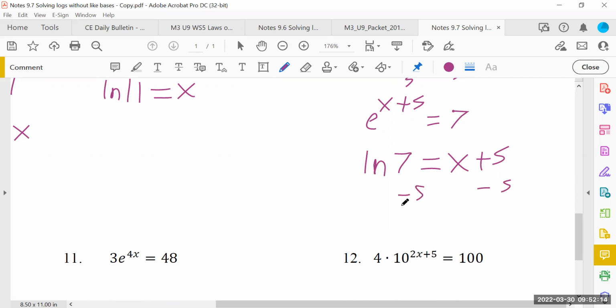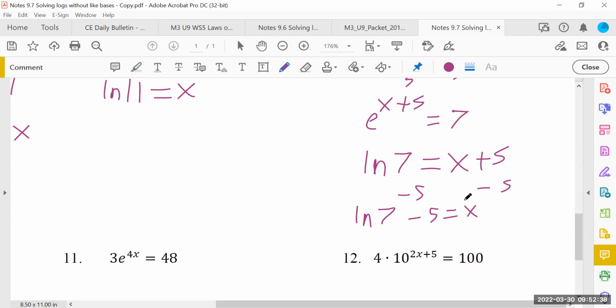Now this is critical that you all hear this. Remember how we said we can't have negatives inside the log for the previous ones, and a lot of our negative answers didn't work? This is fine. Put natural log of 7 into your calculator. You'll get like 1.9 or something like that. Subtract 5, you'll get a negative answer. That's fine because we've already evaluated the log.